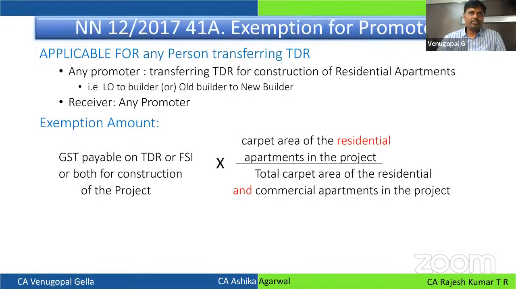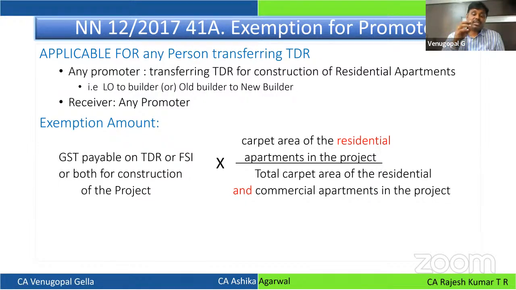First and foremost, we know that for the development rights which have been given by the landowner to the promoter in a project, there is a blanket exemption and the reverse charge. However, the exemption is restricted to the residential. So the notification 12/2017 entry 41A gives an exemption for a promoter. Now, why did I use the promoter? Because under GST, landowner is also treated as a promoter. So we treat landowner as landowner promoter, developer as builder promoter.